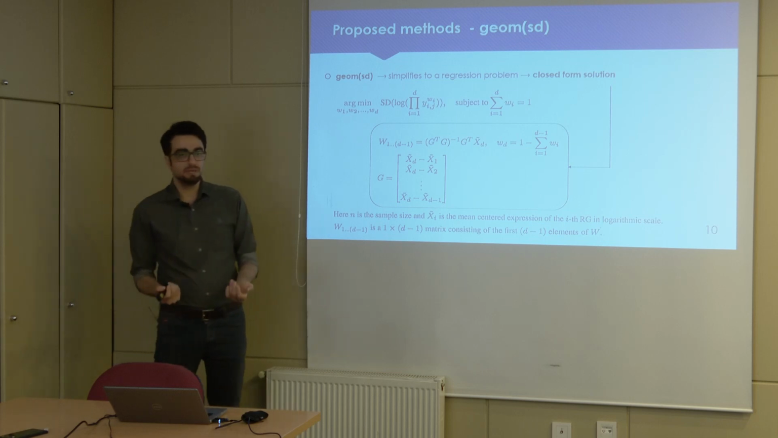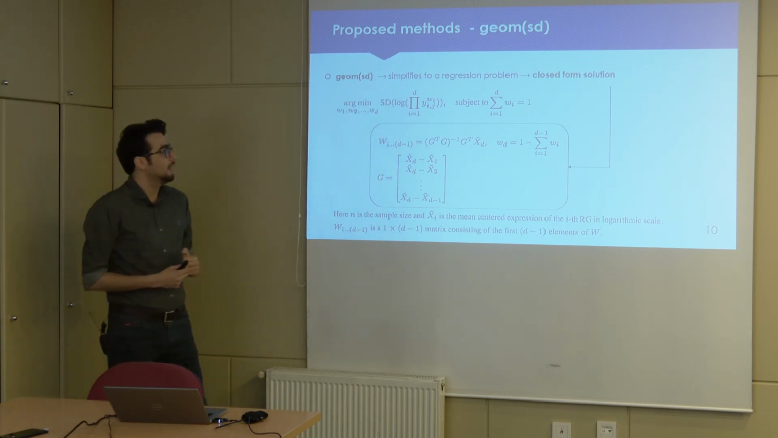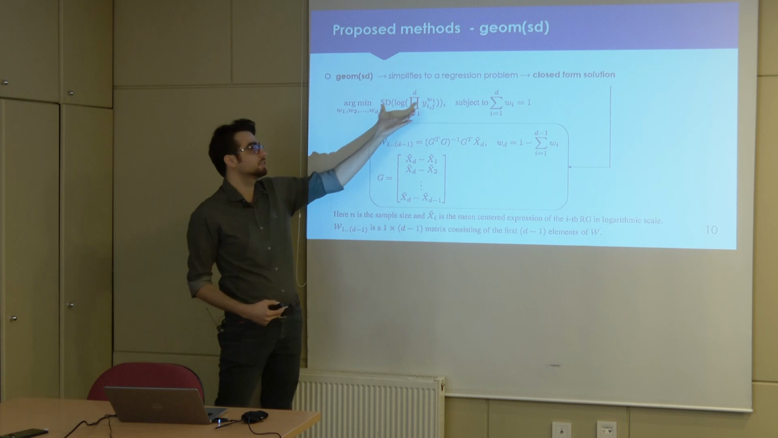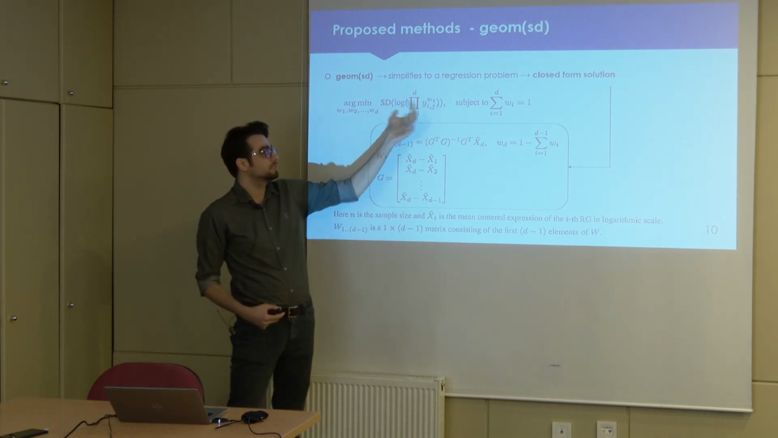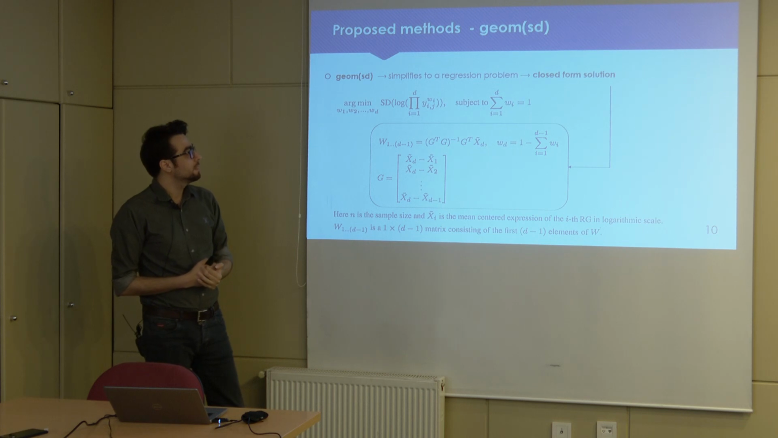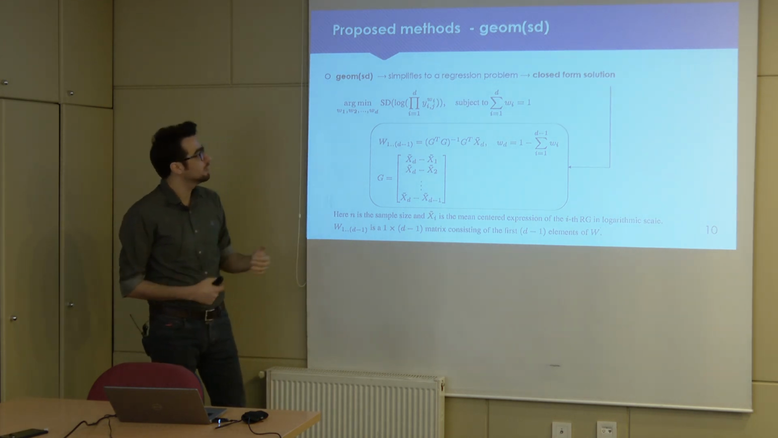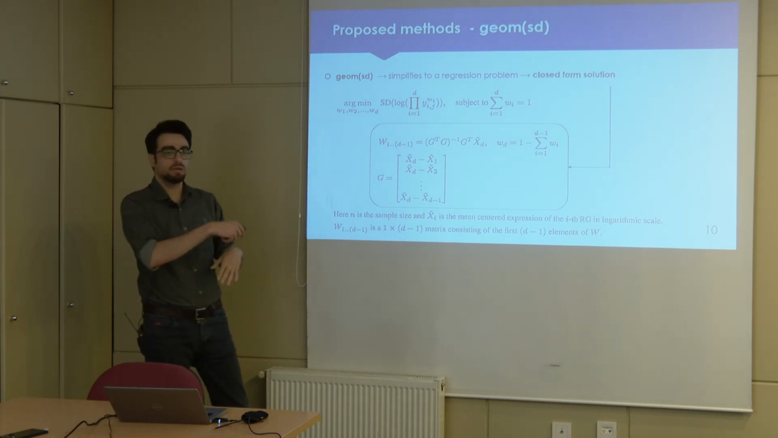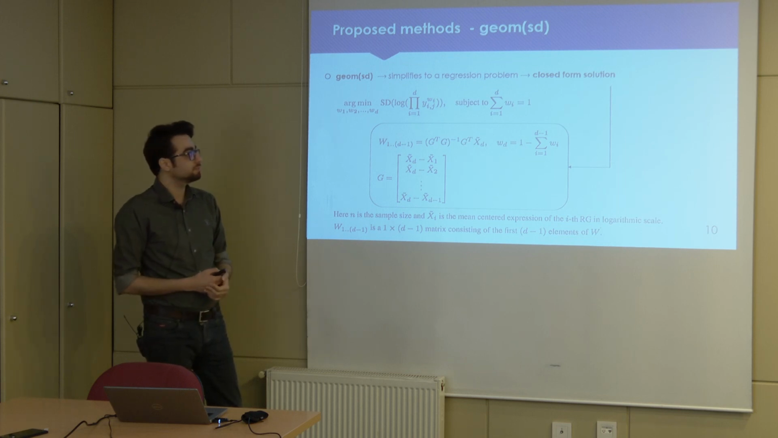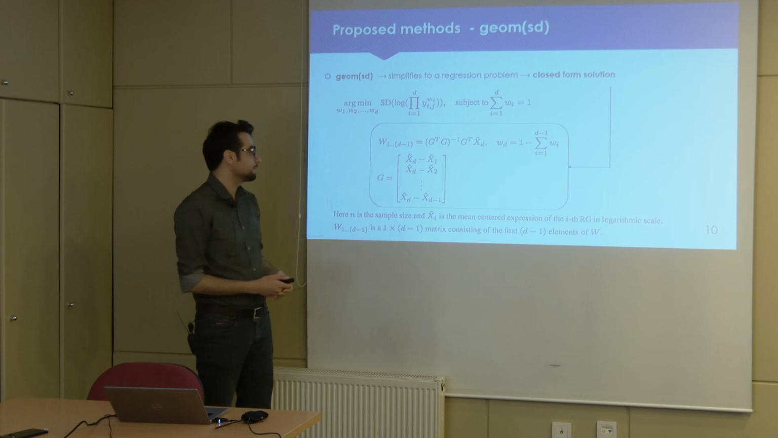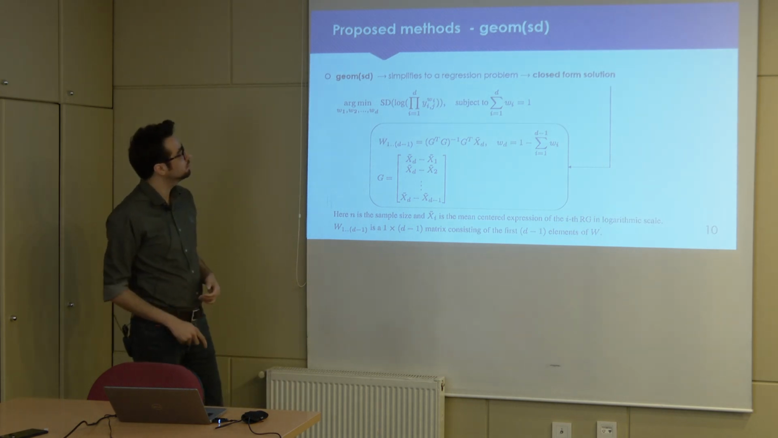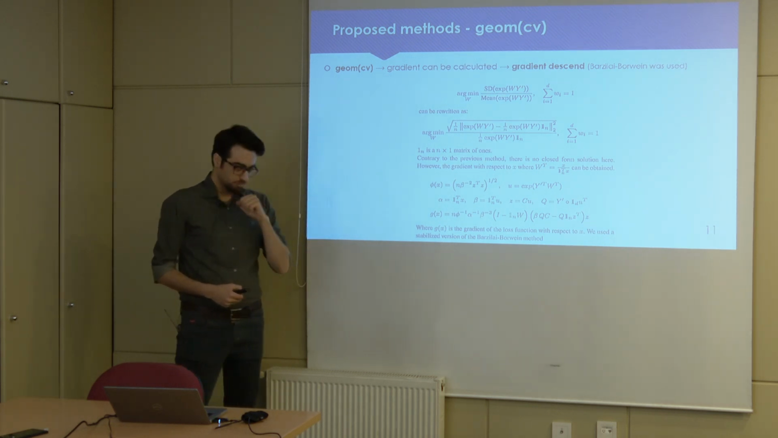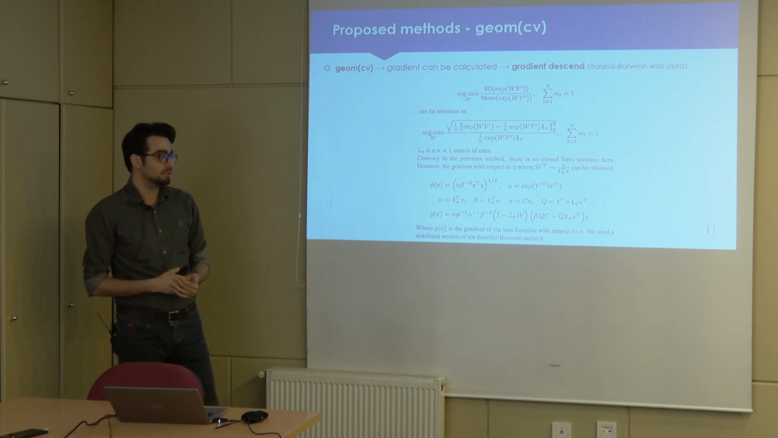Our first proposed method is the GeoM-SD method. Here is the objective function: the standard deviation of the weighted geometric mean, where the weights sum to 1. Actually, there is a closed form solution for this problem. It simplifies to a regression problem, which has a closed form solution. And here's the solution.